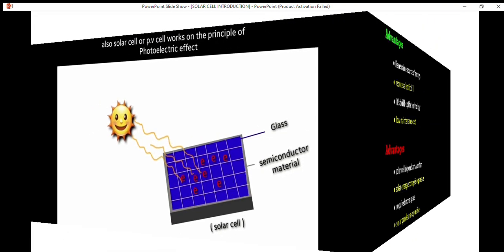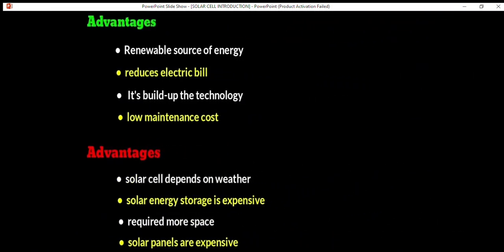Moving next to the advantages and disadvantages of solar cell. First we discuss the advantages. Renewable source of energy. Second one is reduces electrical bill. Third one, it builds up the technology. Fourth one, lower maintenance cost.